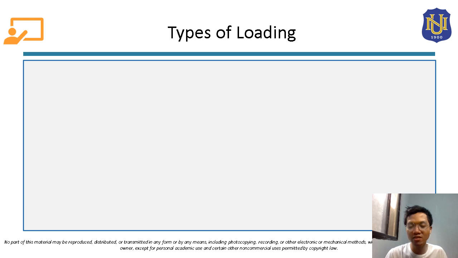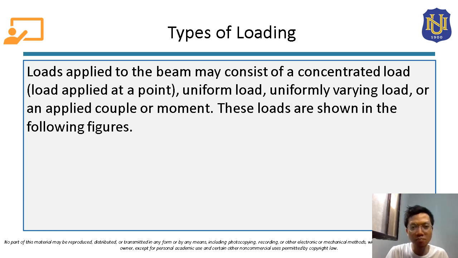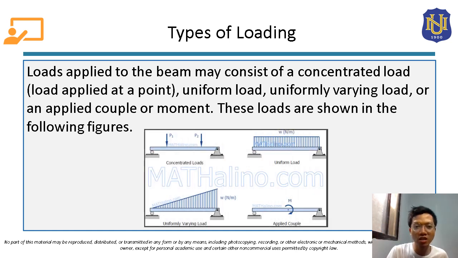Let's talk about now the different types of loading that we will frequently encounter in the beams that we're going to analyze in this topic. Loads applied to the beam may consist of a concentrated load, or load applied at a point. That's why it's also called a point load. We have uniform load, uniformly varying load, or an applied couple or moment. These loads are shown in the following figures.